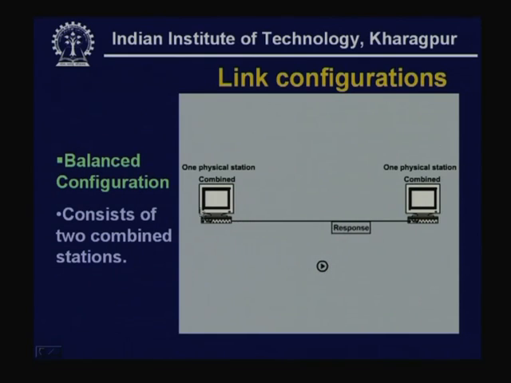So, a single combined station can issue both commands and responses, and that is how the exchange of information takes place in balanced configuration. So this is how the balanced configuration works using two combined stations, and here it is always point to point.